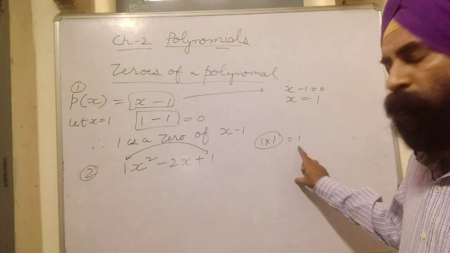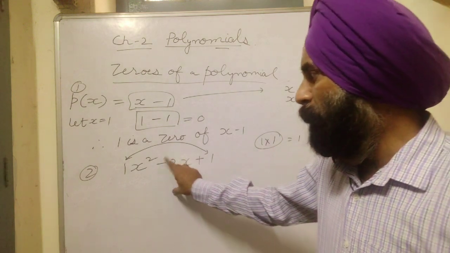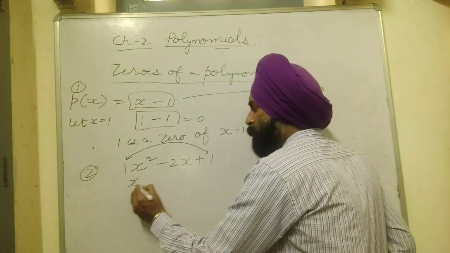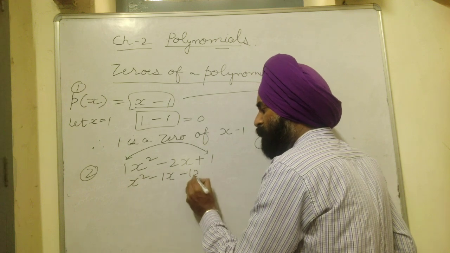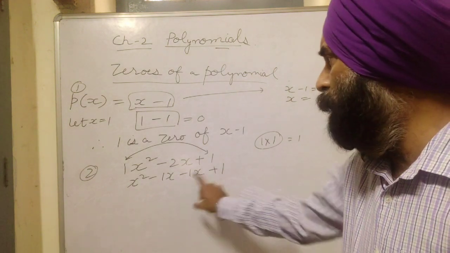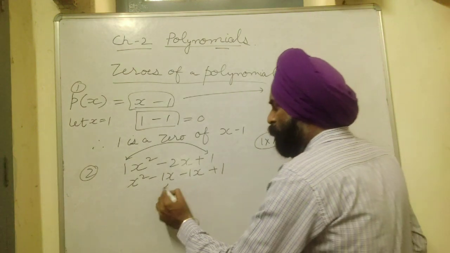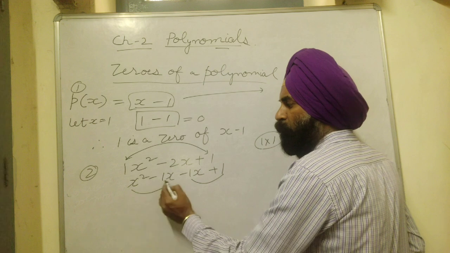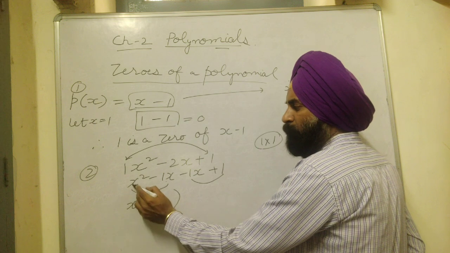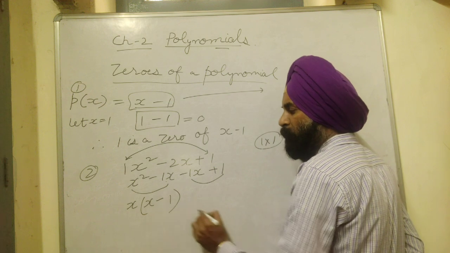Now we need to do the factorization of this, and factorization of 1 is 1 into 1. So I'll split minus 2x as minus 1x and minus 1x. x square minus 1x, minus 1x, and I'll write the last term the same. So minus 2x, I have split with the help of these factors of 1. Now we'll take common from these two terms and these two terms. From both the first and second term, x is common. See what is left behind. x goes out, 1 is left, and x goes out, minus 1 is left.